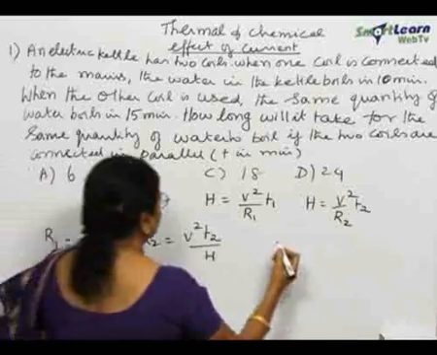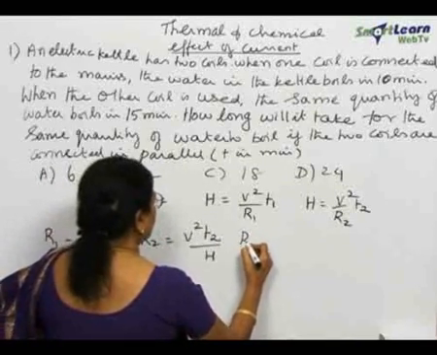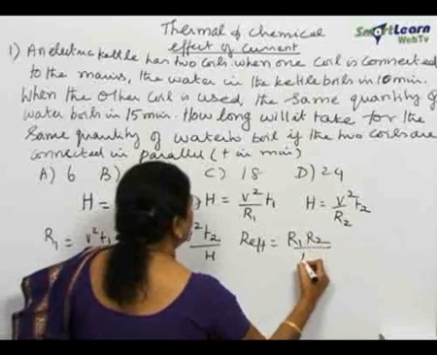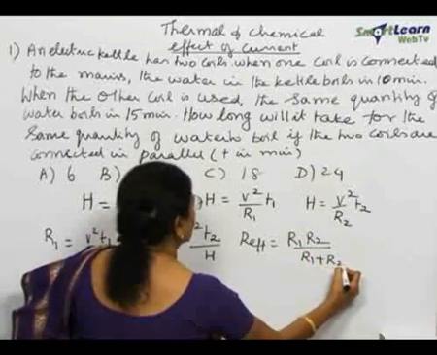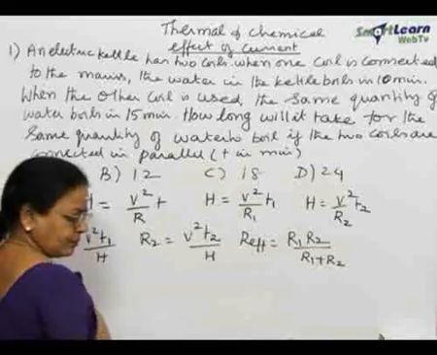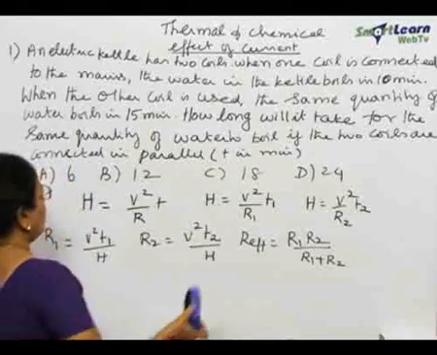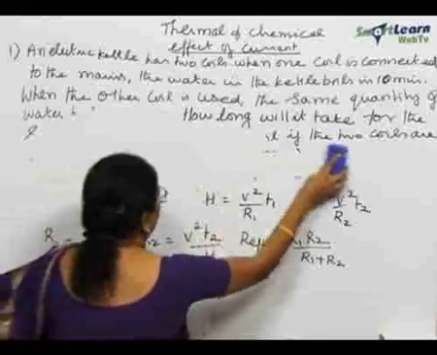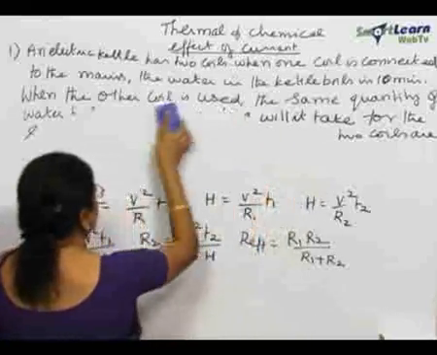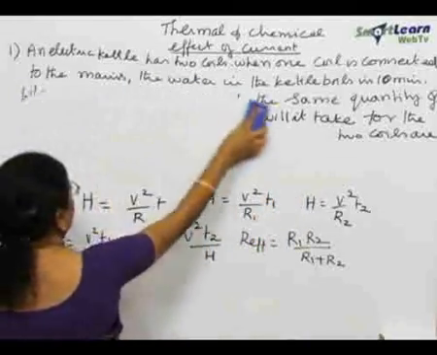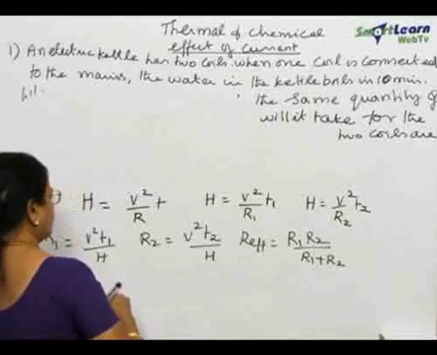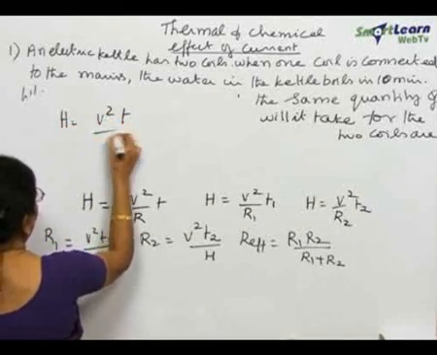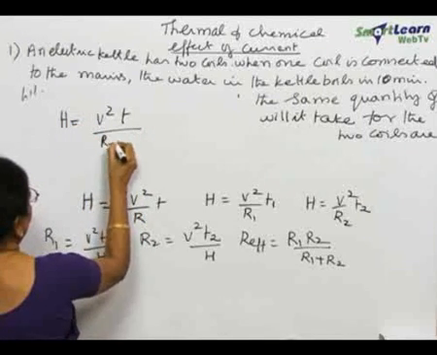When the two coils are connected in parallel, R effective will be R1 R2 by R1 plus R2. Now, how long is it going to take for the same quantity of water to boil? Therefore, we should have the same H. Let us take H equal to V squared T by R effective.